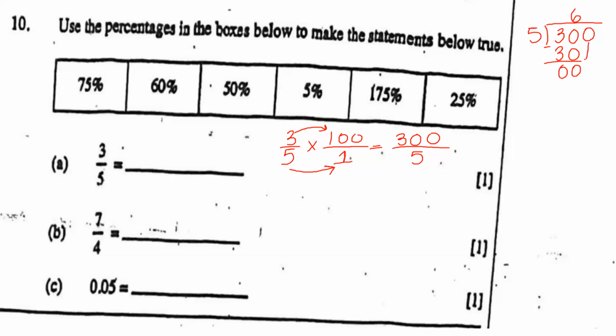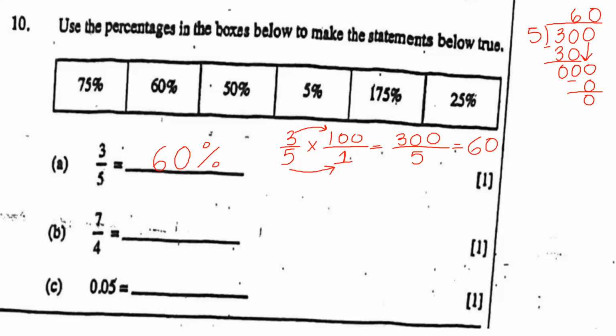We bring down the 0. We ask ourselves, how many times does 5 go into 0? 5 goes into 0, 0 times. So 5 times 0 is 0. We subtract. 0 minus 0 is going to be 0. So the answer here is going to be what? 60, right? So 60. So that means that 3 over 5 is indeed 60%, just like we looked at earlier.